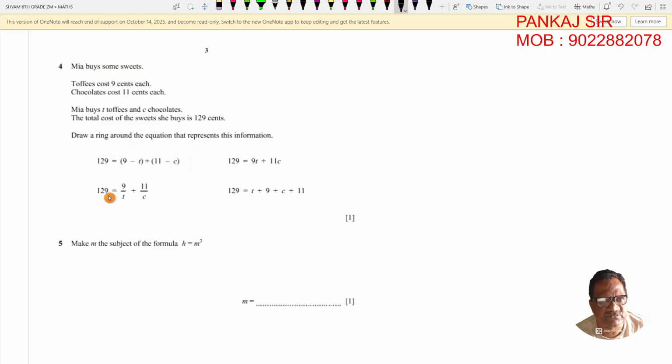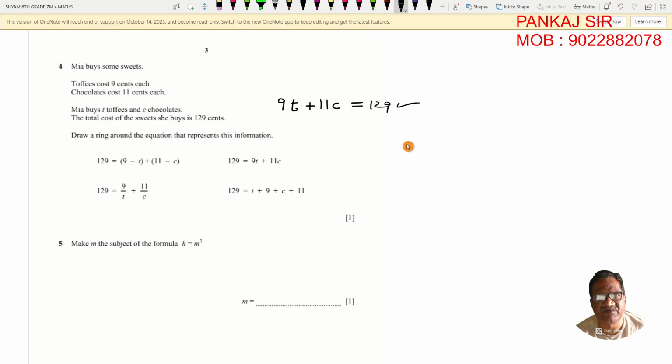So there are 4 equations given to you. You have to select the appropriate equation. So T for toffee. How many toffees are bought? Toffees cost 9, so 9T plus chocolates. Chocolates is C. So how many chocolates? 11 chocolates. So 9 toffee plus 11 chocolates, the total cost will be 129 cents.